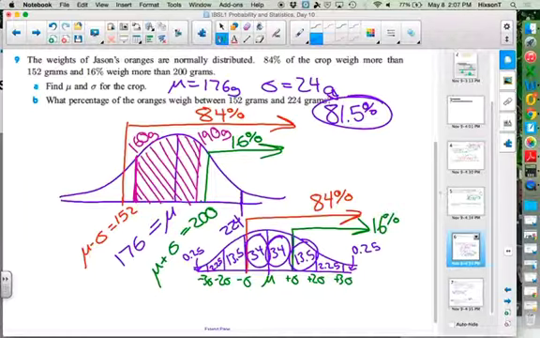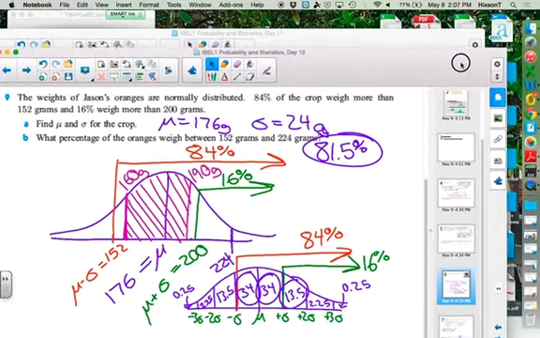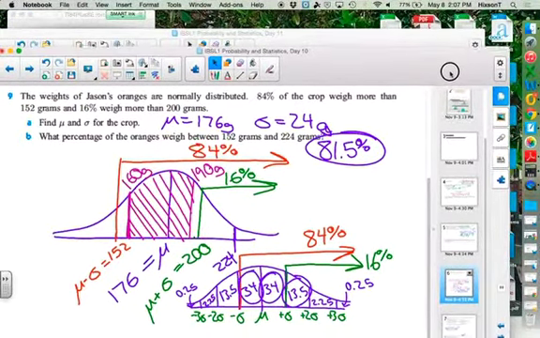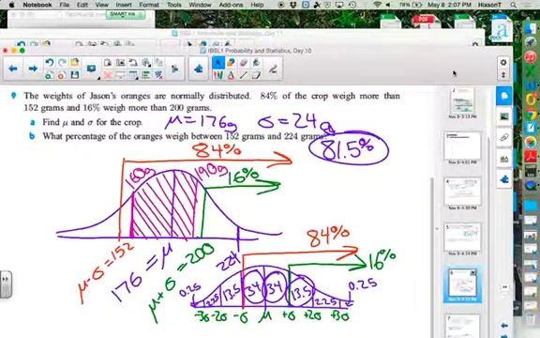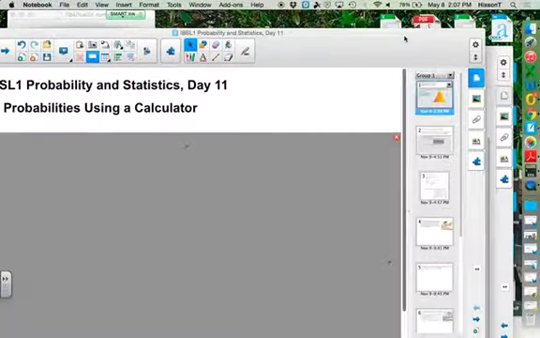We're just going to look at this one thing, and then I'm going to give you guys some stuff to practice with it. We are going to use your calculator, so go ahead and get those out so you're ready when we get to that part.